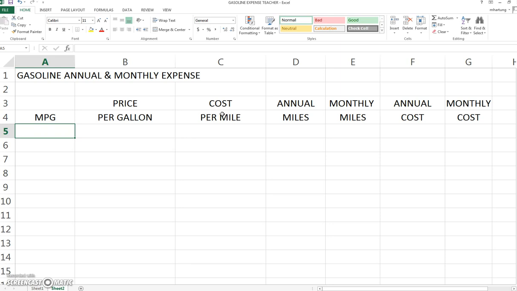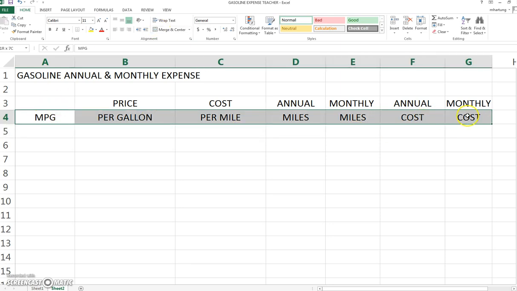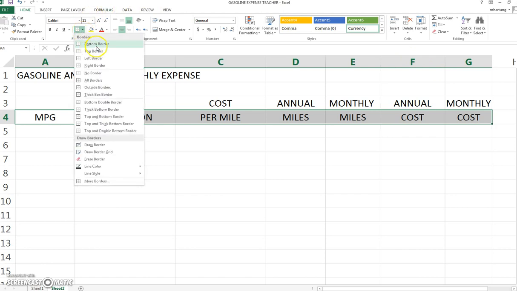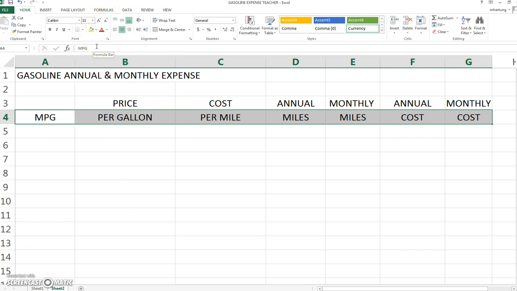First thing to do, let's make our worksheet look a little better. Let's put a bottom border underneath all of this. Right there. Bottom border. Good.